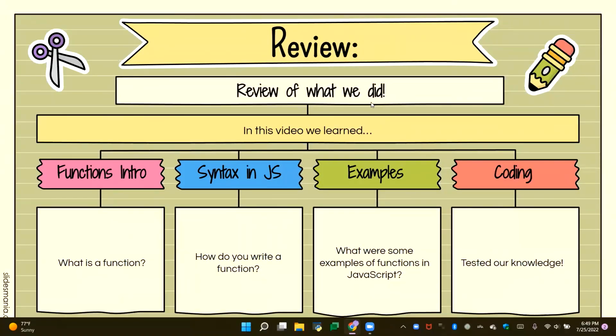Okay guys, so for a review, in this video we learned about what a function is, then we learned about how you can write a function in JavaScript, then we looked at two examples of functions in JavaScript, and finally we did a little calculation function where we calculated some values of some numbers.